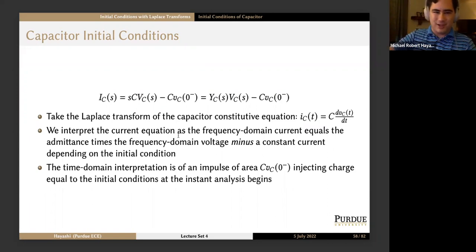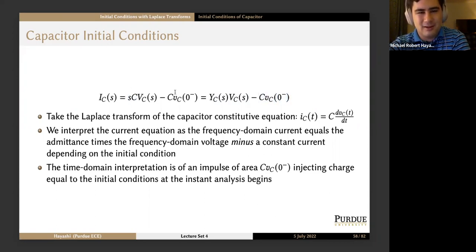So, capacitor initial conditions. We'll take the Laplace transform of the capacitor constitutive equation. So IC of t is equal to C dVc dt. Well, we get IC is equal to S times C VC of S minus C times VC of 0 minus. That's just multiplying C through by SC minus VC of 0 minus. Well, we know what SC is. We already defined it as the admittance of the capacitor. So we get IC of S is equal to this current, YC of S times VC of S, minus a different current, C times VC of 0 minus.